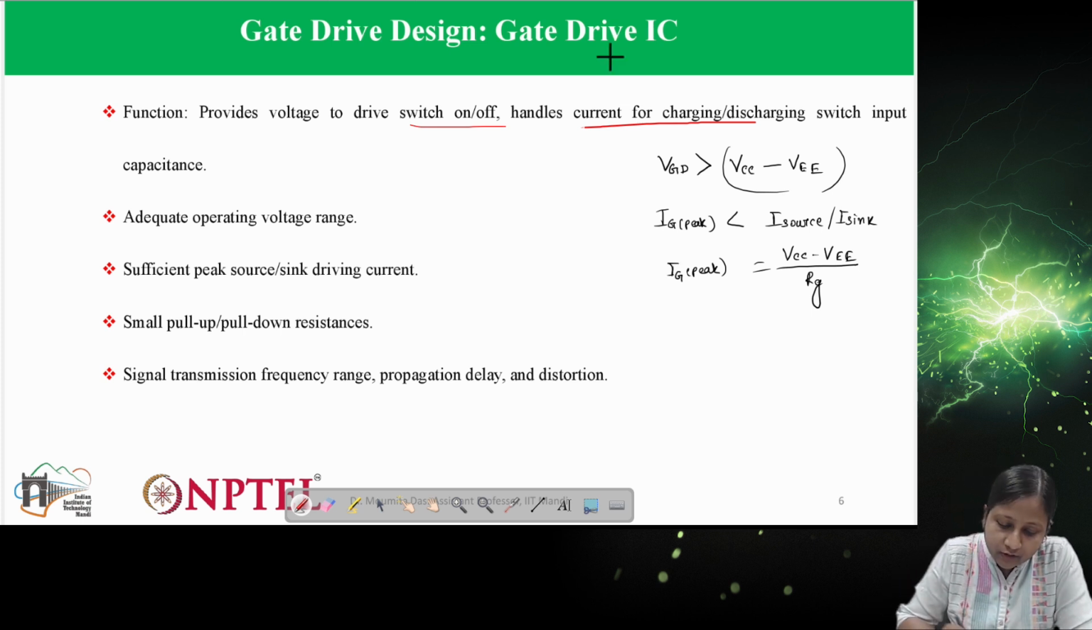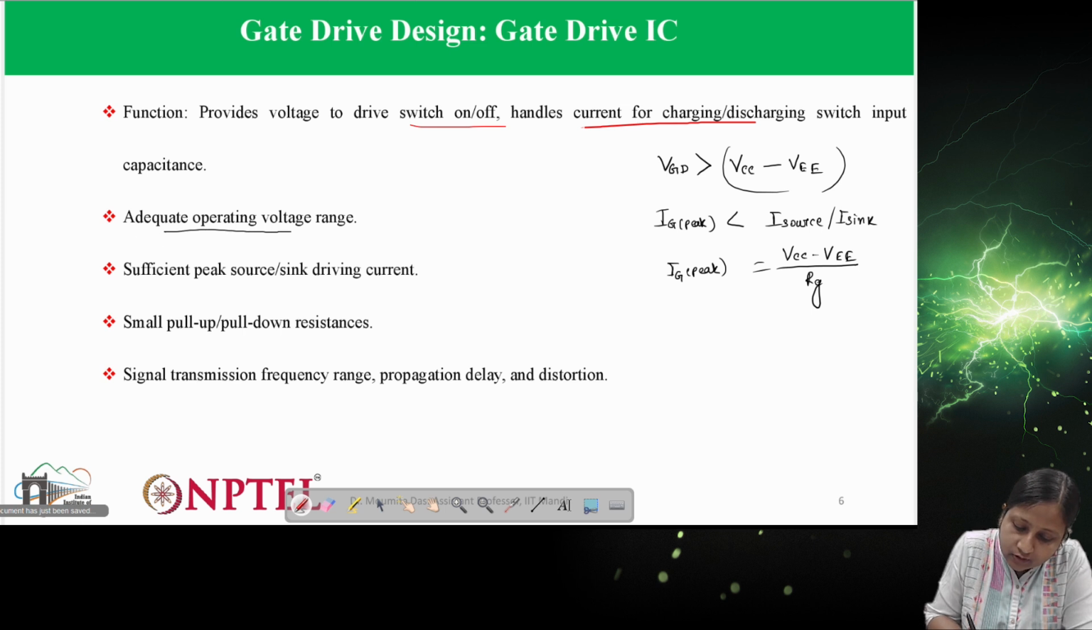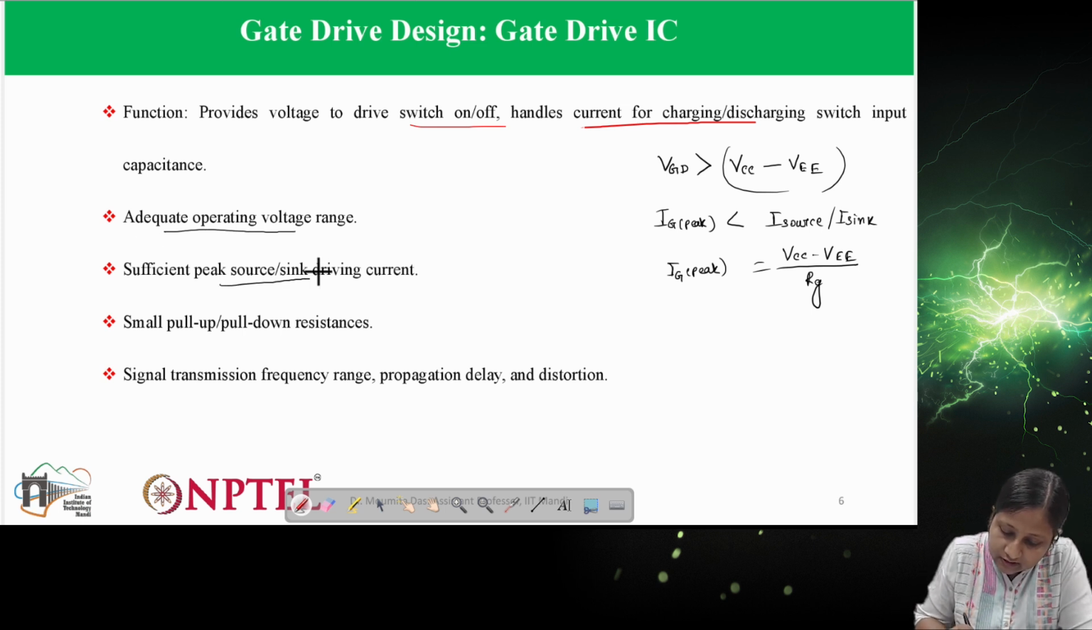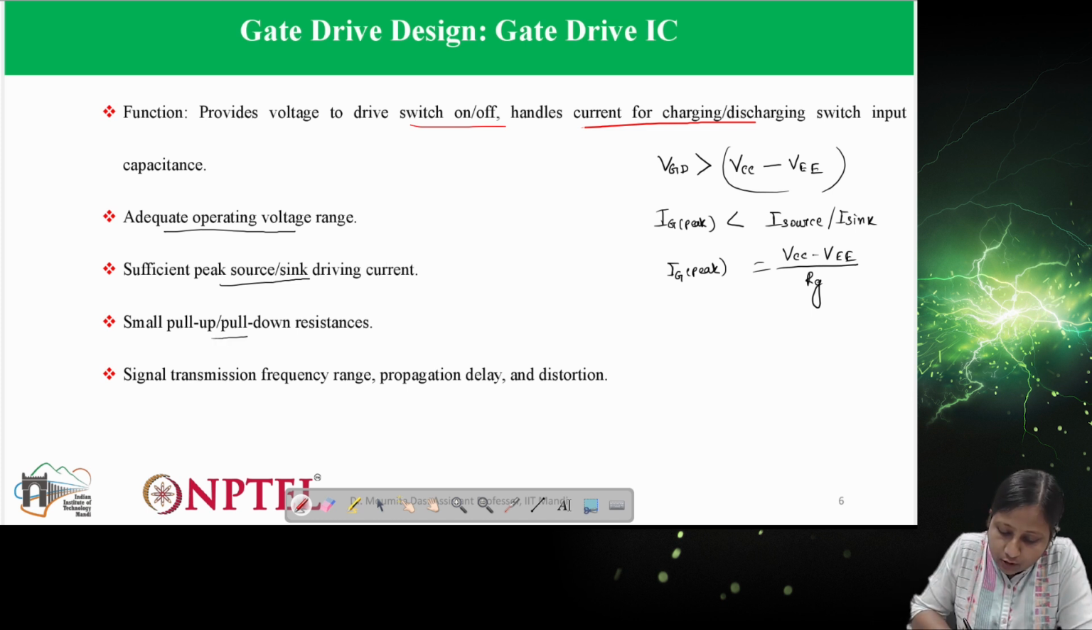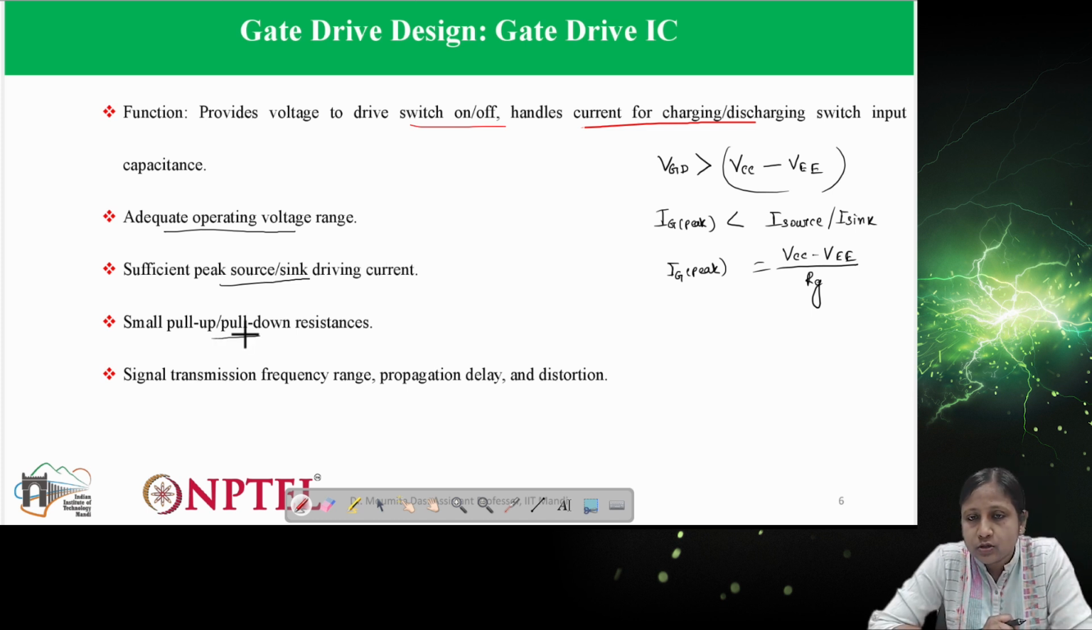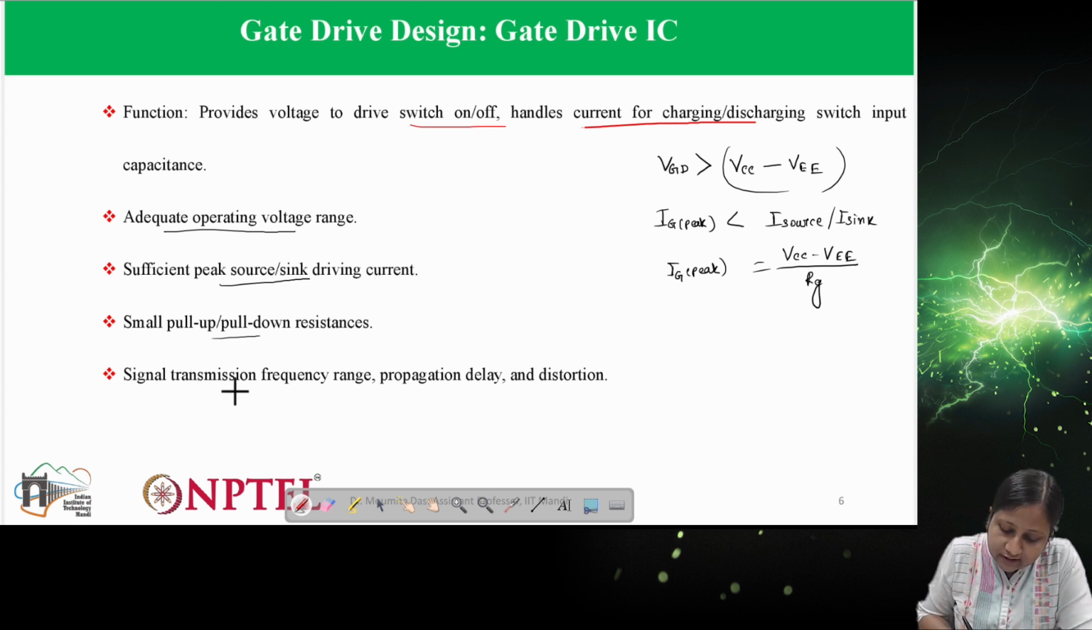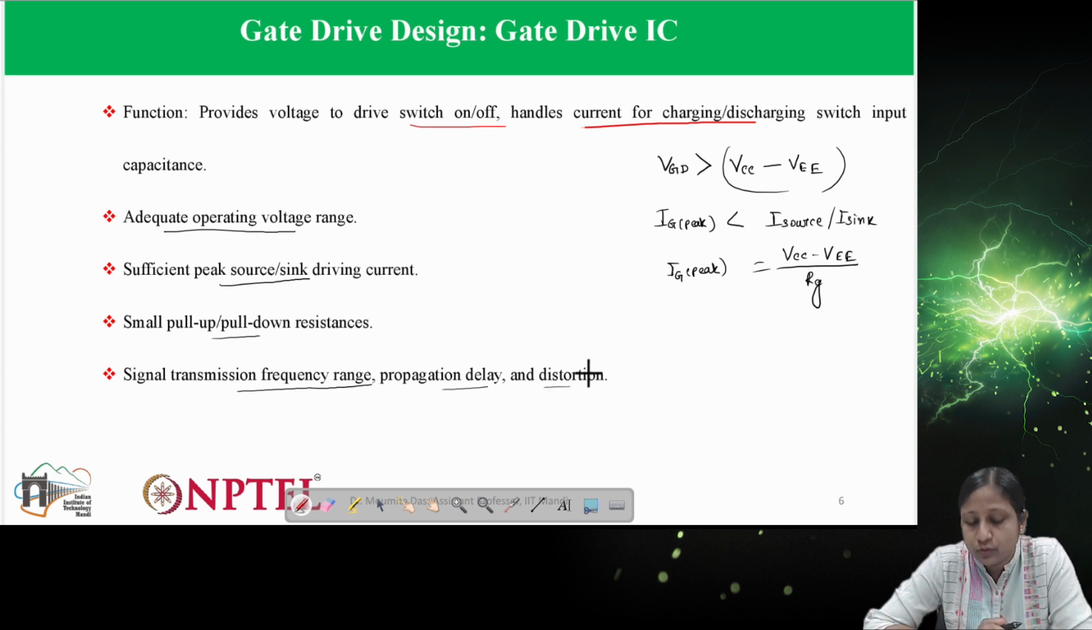of the gate drive. It should provide an adequate operating voltage range. It should provide sufficient peak source and sink driving current. In addition to that, for this gate drive IC, it is desired to have small pull up or pull down resistances. This resistance plays a very important role in the turn on and turn off process. The signal transmission frequency range, propagation delay and distortion also need to be considered in this particular IC.